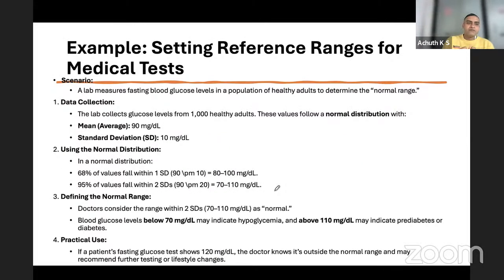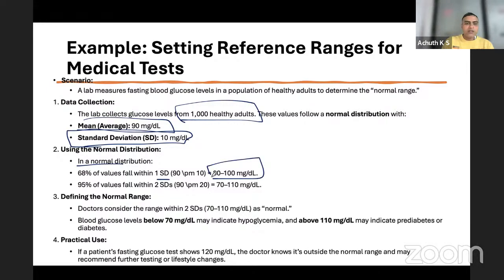For example, a lab measuring fasting blood glucose in a population of healthy adults to determine the normal range. What does the lab do? It collects 1000 samples. Then calculates the mean. It comes to 90, and the standard deviation is around 10 milligrams per deciliter. In a normal distribution, if you are saying one standard deviation, that means it varies from 80 to 100.